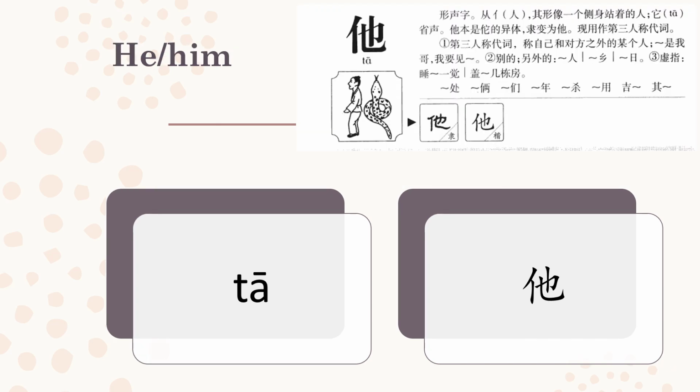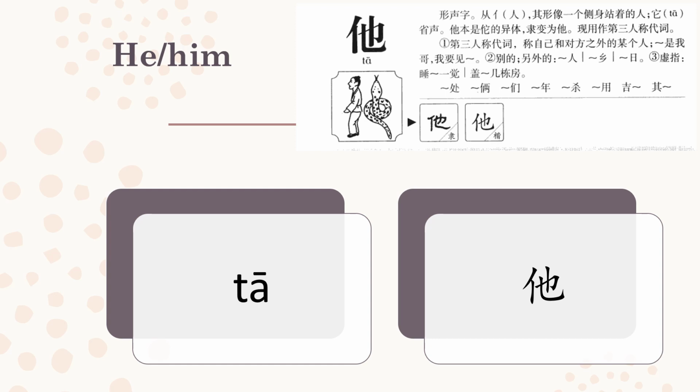He or him is quite similar to the female 她. They have the same pronunciation. Did you see the difference? Yeah, the character writing is different. So in Chinese, we have so many words with the same pronunciation, but they may have different character writing. The strokes are different, so be careful.